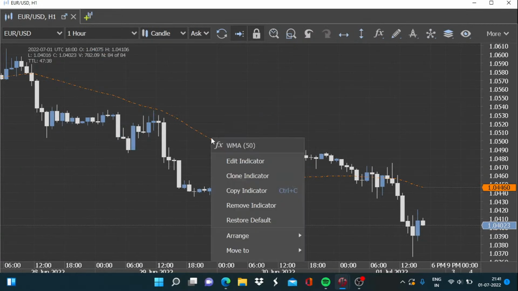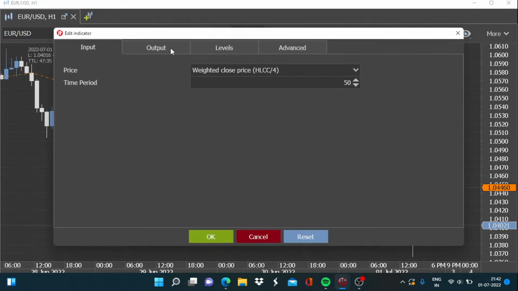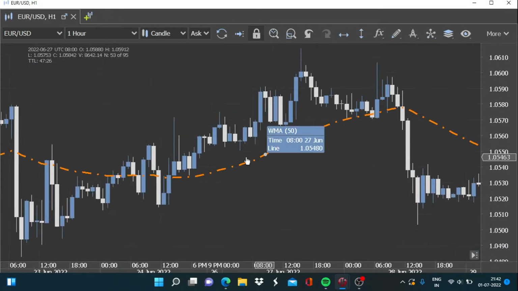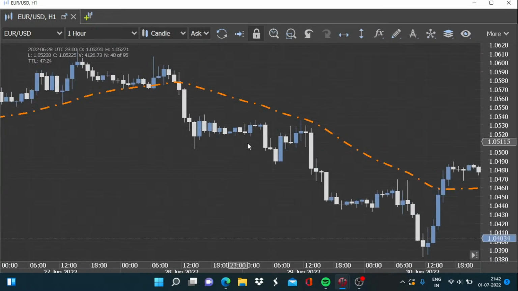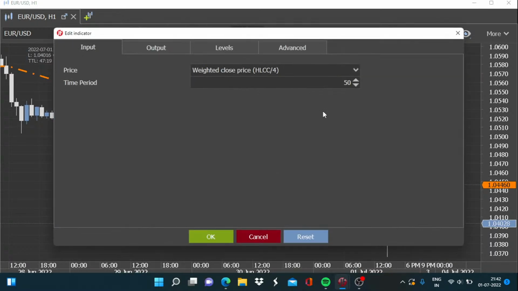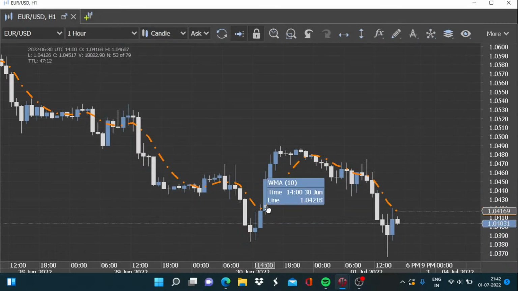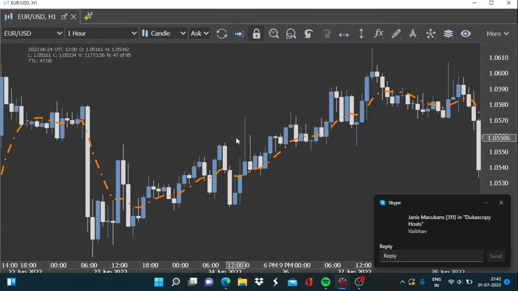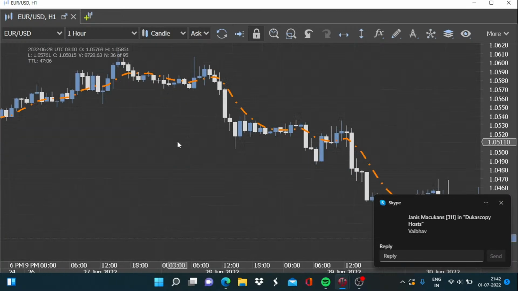So there is the thin line of the WMA. If you want to increase the width, you can do that. And here you have the width of 4. Okay, and it is looking a lot more pronounced now. If you want to use the lower time frame data, you can do that. You can go for 10, you can go for 5. Now this is the 10 hours WMA, and you can see that it is following the price moves quite closely.